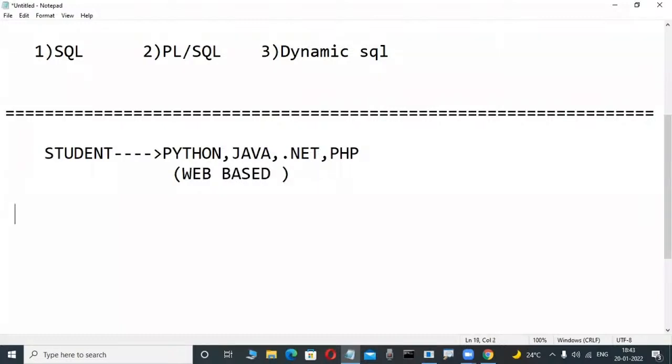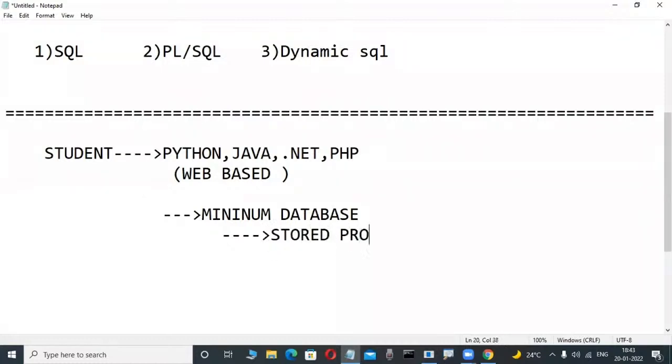Why? Because Java programmers use JDBC on the project side, and they compulsorily use relational databases. .NET programmers have ADO.NET, and in that they also use databases. In these databases, minimum knowledge means stored procedures, a concept that is regularly used.